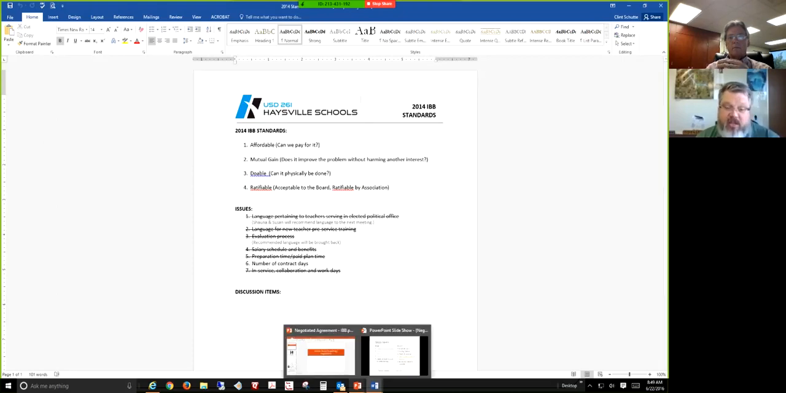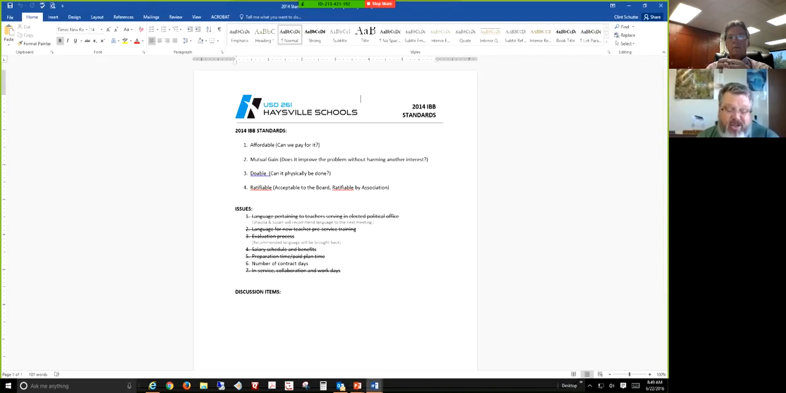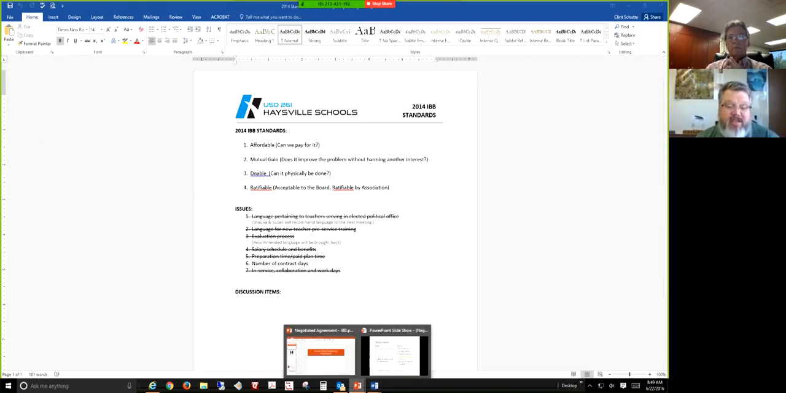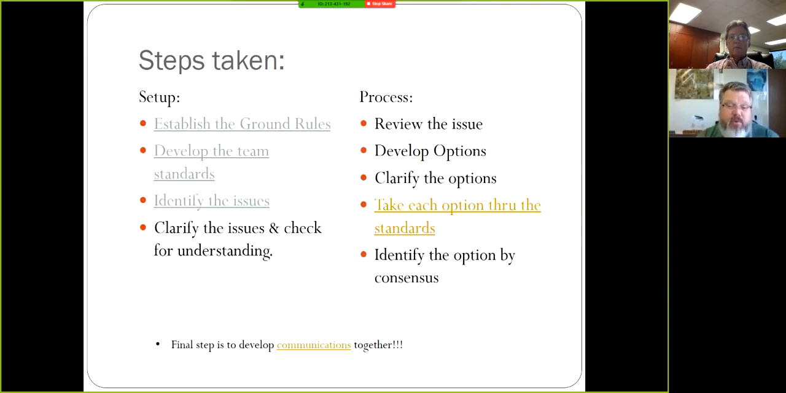Those are all key. And as you can see, all of that is prior to actual negotiations. Because once you go through the setup and you're ready for the process, if you have those things all established, you avoid some of those complications. So the process is pretty straightforward. You come back, you review the issue again. So you talk about it, you develop options, you clarify those options. And this is where the one conversation at a time and no personal attacks ground rules really come into play.